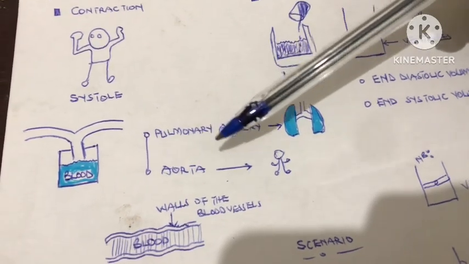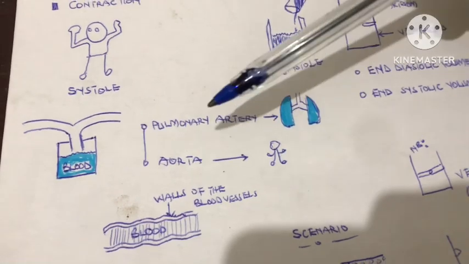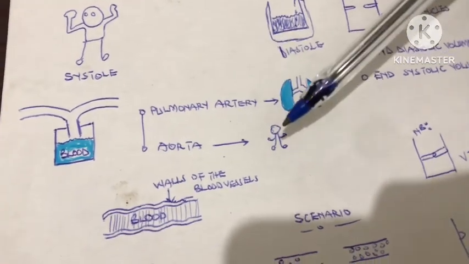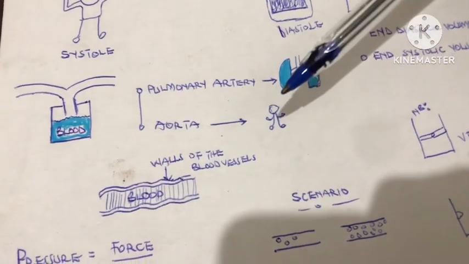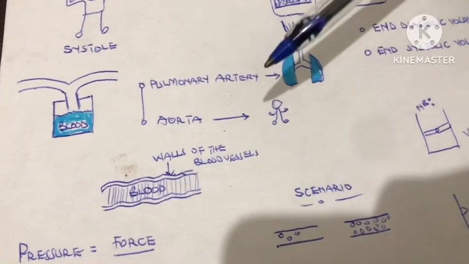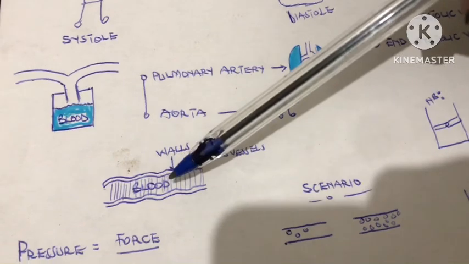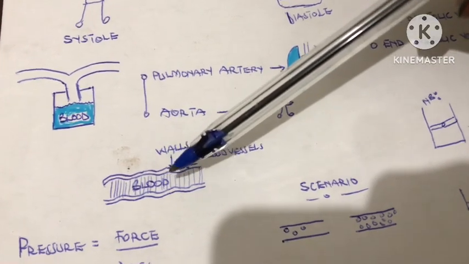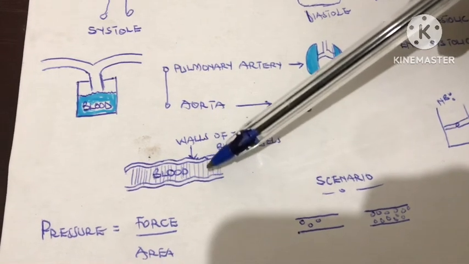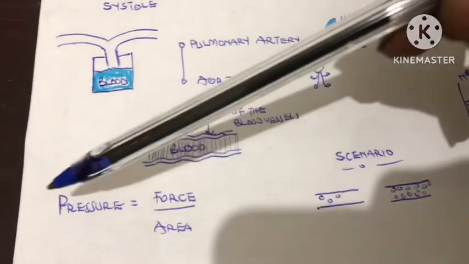So the right ventricle pumps blood through the pulmonary artery to the lungs, and the left ventricle pumps blood through the aorta to the whole body. When the heart pumps blood to the blood vessels, you know that now the blood is in the blood vessels. This blood will exert certain forces on the walls of what? The blood vessels. And these forces actually constitute what we call the pressure.